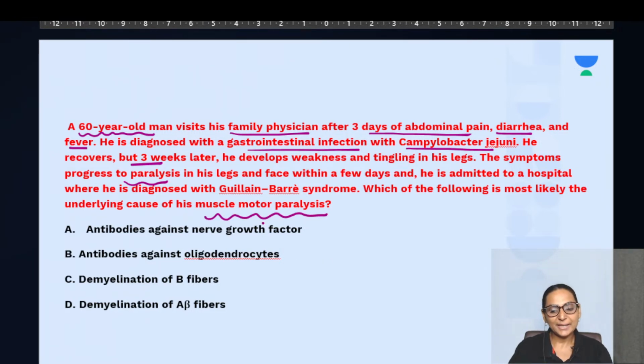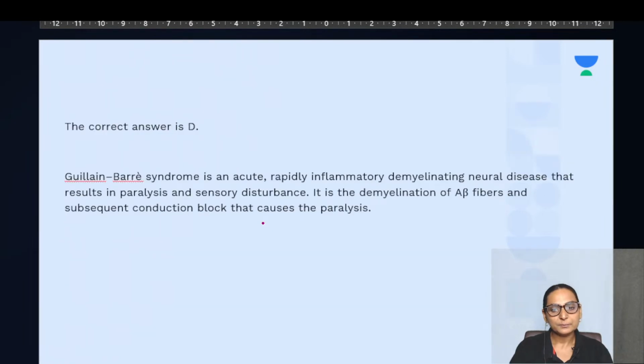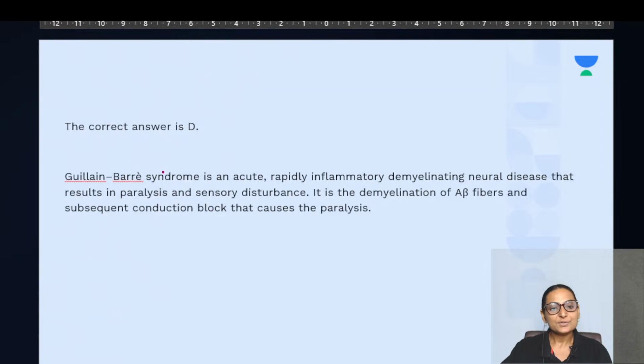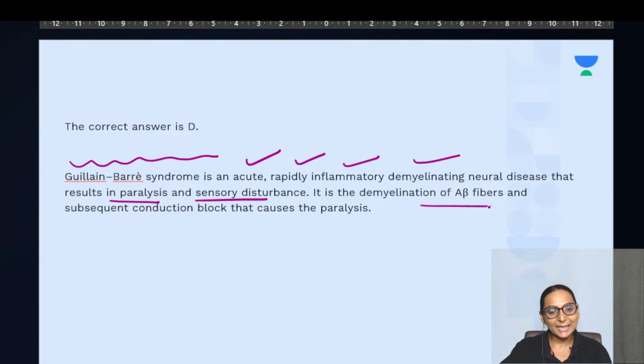Yes, definitely, it is not multiple sclerosis. Antibodies against oligodendrocytes. The correct answer over here is demyelination of the A beta fibers. So what is this question related to? It is related to your GB syndrome, that is your Guillain-Barré syndrome, which is an acute rapidly inflammatory demyelinating neural disease resulting in paralysis and sensory disturbances, demyelination of the A beta fibers resulting in the block, right?